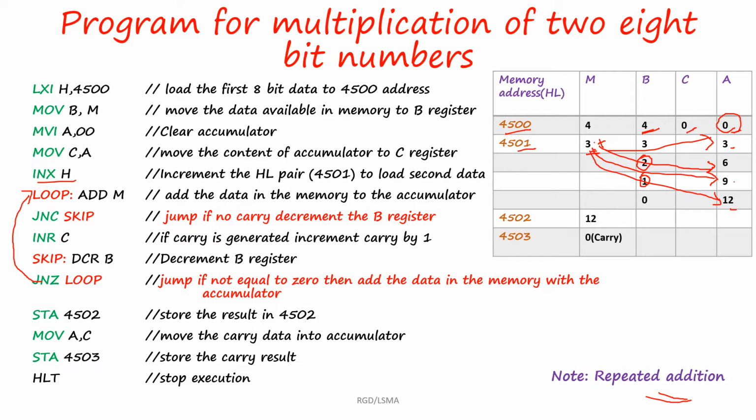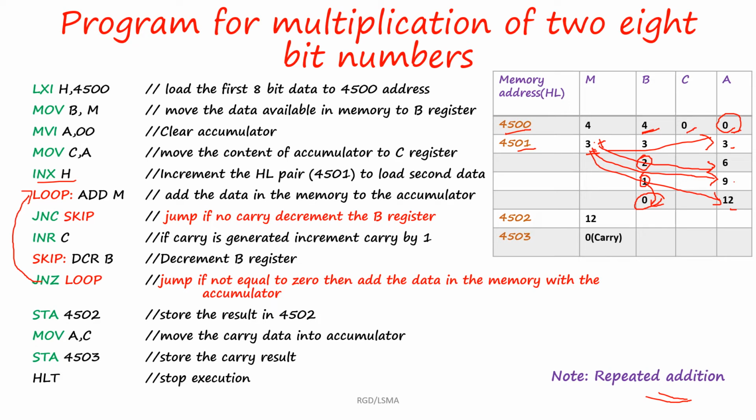Jump if not equal to 0. Okay, so jump if no carry, what will happen? It will decrement your B register by 1, in the sense the answer will be 0. Right? Jump if no 0, then only it will go to the loop. Now we can see the 0 is attained in the B register, right? So jump if no 0, then it will do the repeated addition. Once it reaches 0, it will come out from this loop, right?